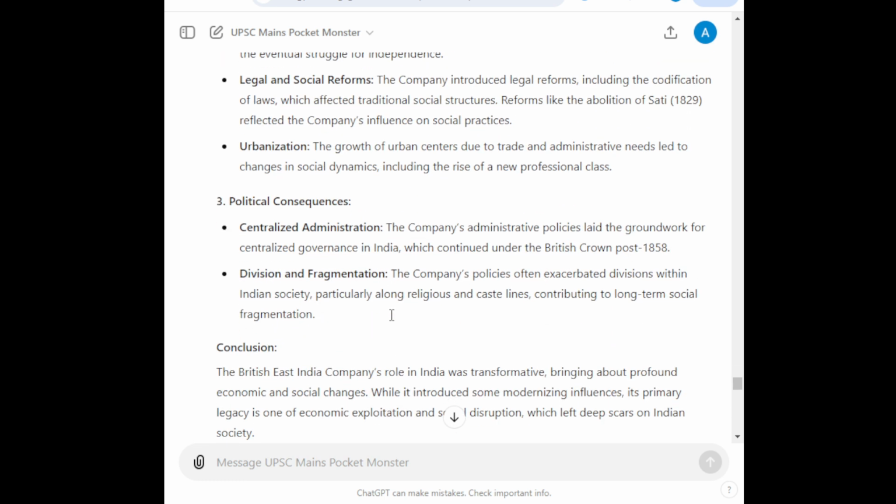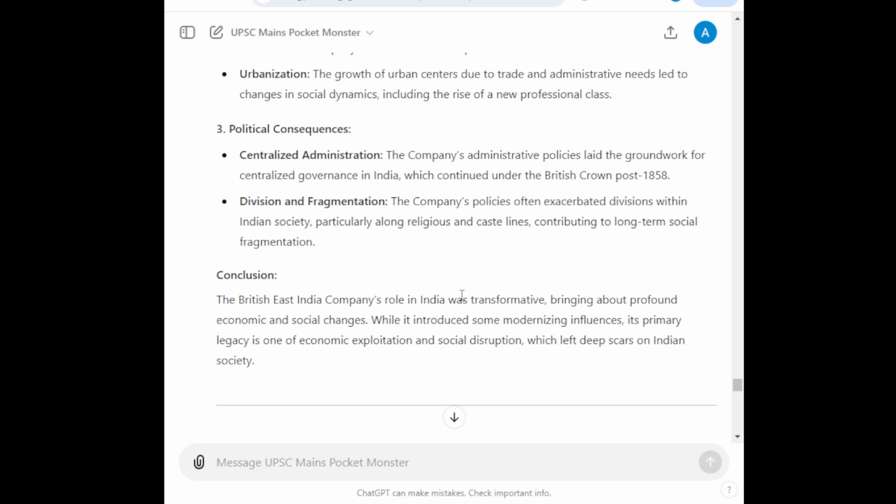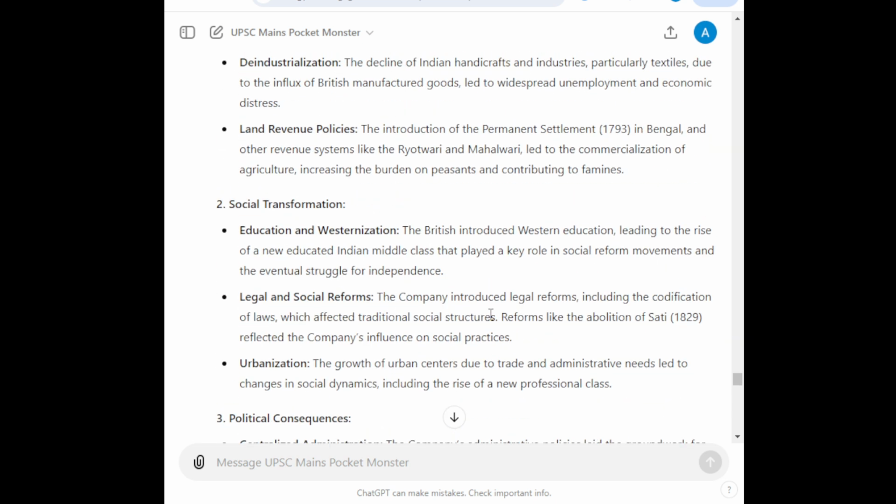Conclusion: the British East India Company's role in India was transformative, bringing about profound economic and social changes. While it introduced some modernizing influences, its primary legacy is one of economic exploitation and social disruption, which left deep scars on Indian society. So this is very clear. Economically, they just wanted to exploit to the core, and socially they just disrupted. So we're just going to ponder a bit more on the social transformation.